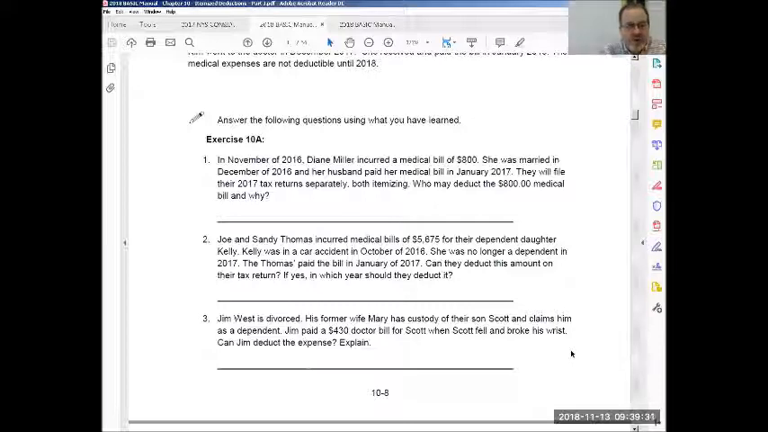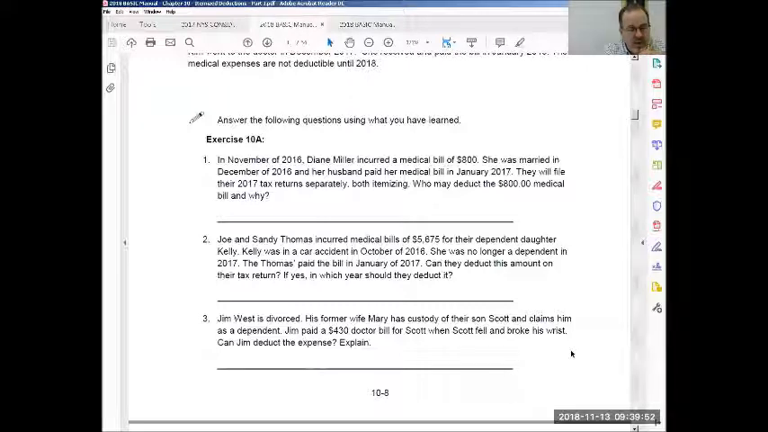The second one: Joe and Sandy Thomas incurred medical bills of $56.75 for their dependent daughter. Kelly was in a car accident. She was no longer a dependent in 2017. The Thompsons paid the bill in January of 17. Can they deduct this amount on their tax return? Yes, because again, cash basis, when was it paid?